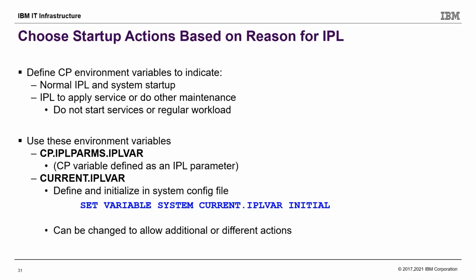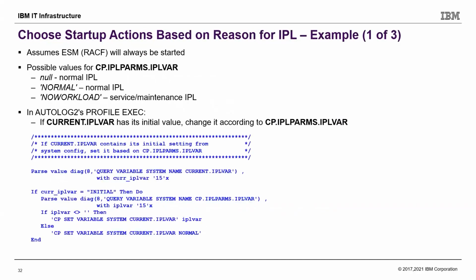And we define that with the set variable system statement in the config file. And so we're going to set our current IPL variable to a value of initial. And then that one we can change as we go through our processing. We can change it to allow different actions. So we can dynamically change it; we don't always have to do a system IPL to change the sequence that we're going to do things in. So this example is a snippet in the middle of processing.